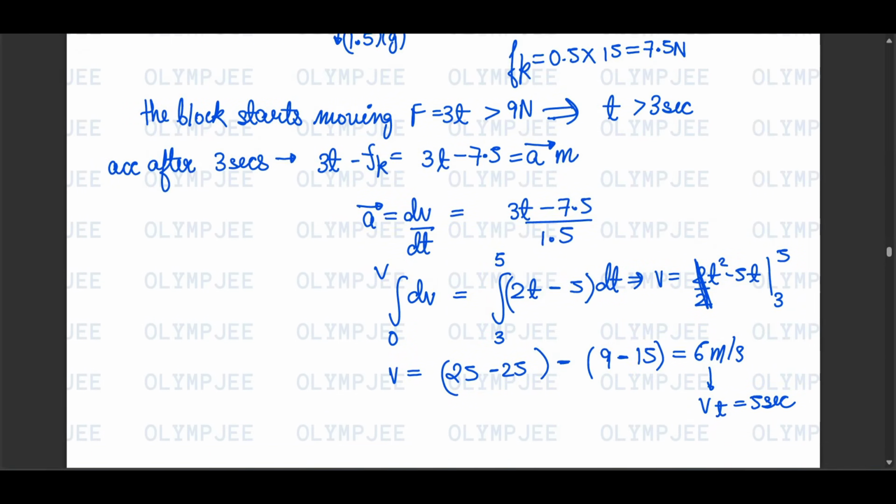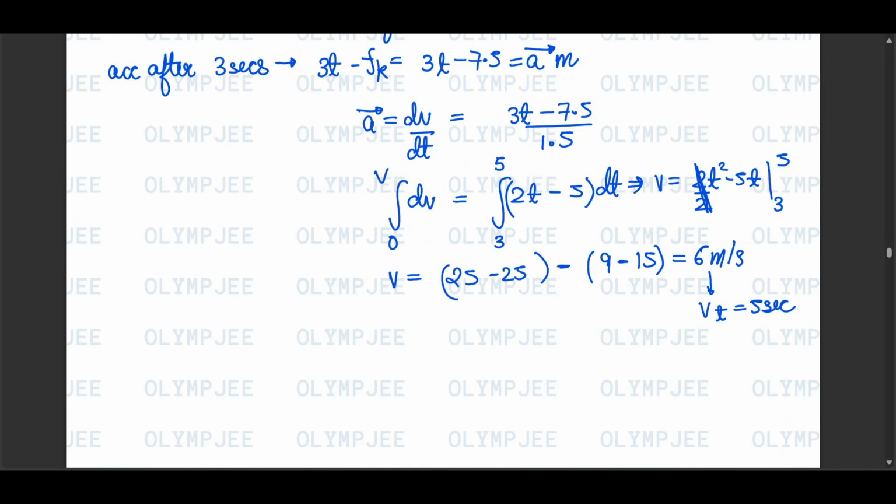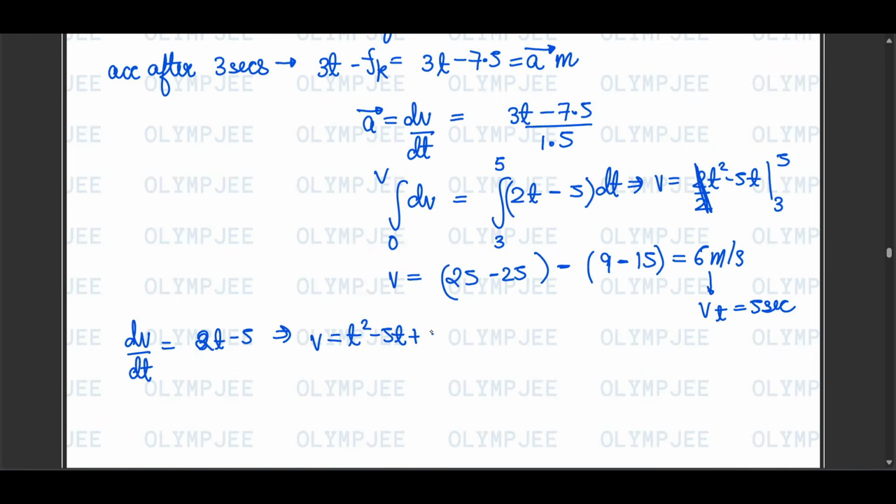Now they are also asking for the displacement after 5 seconds, right? One thing that we have to be careful about is that we don't forget the constant. Here we had put limits, but if we find the velocity at any random point in terms of t, then we write dv by dt is equal to 2t minus 5, and if we integrate this without limits we will get v is equal to t squared minus 5t plus c, right?